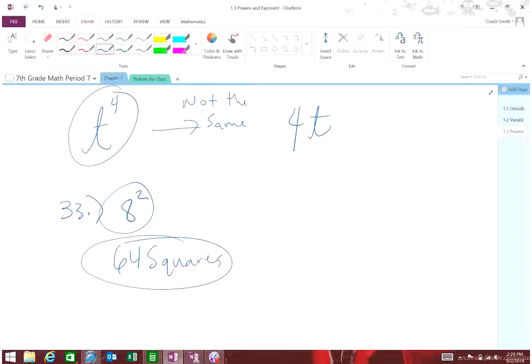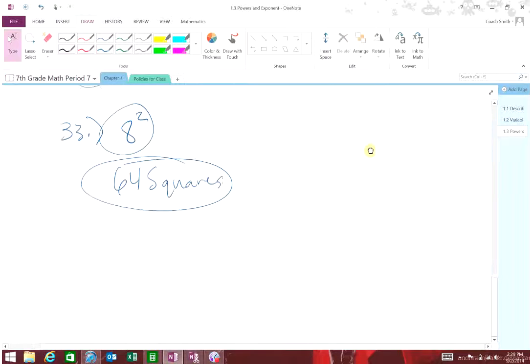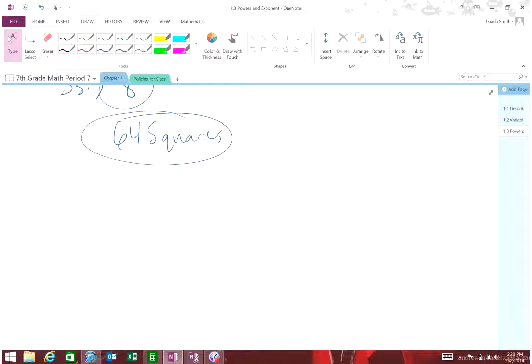Now, look at the next one. I want to look at number 36. 36 says m to the third power when m equals 10. M to the third power when m equals 10. So, that means I have this. It is not a new way to write 10 times 3.